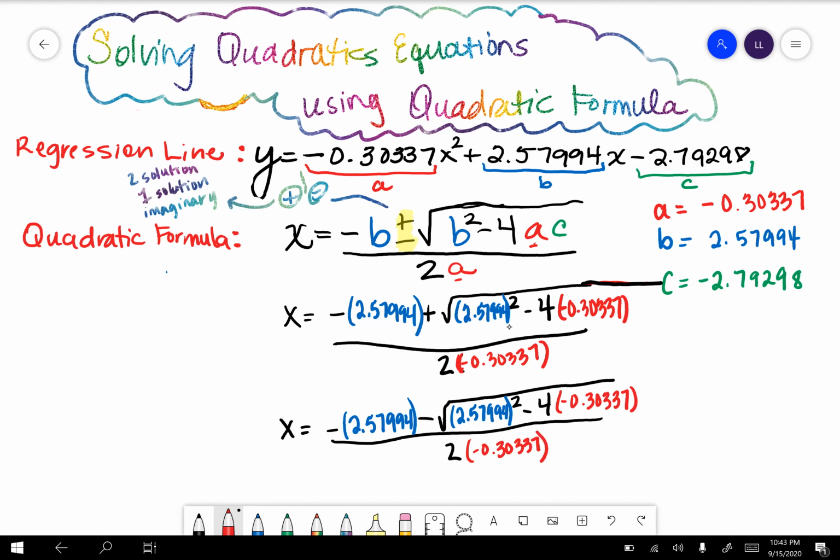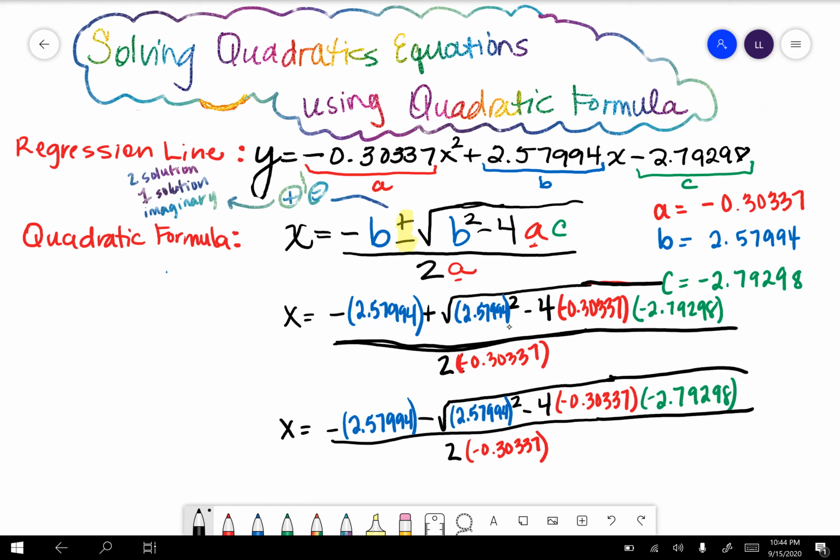Okay, and then C. So C is negative 2.79298. And I'm going to extend this black line to show that the radical is going over the whole thing. Okay. All right, so this is my fraction bar, right? And then this line is going over the whole thing.